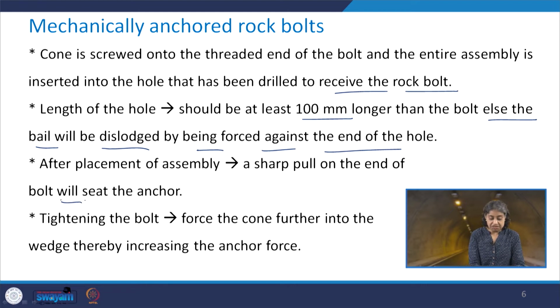This helps in seating the anchor. Then we tighten this bolt. This forces the cone further into the wedge, thereby increasing the anchor force. So at one end, at the end of the drill hole in the rock mass, the anchoring takes place by these actions.